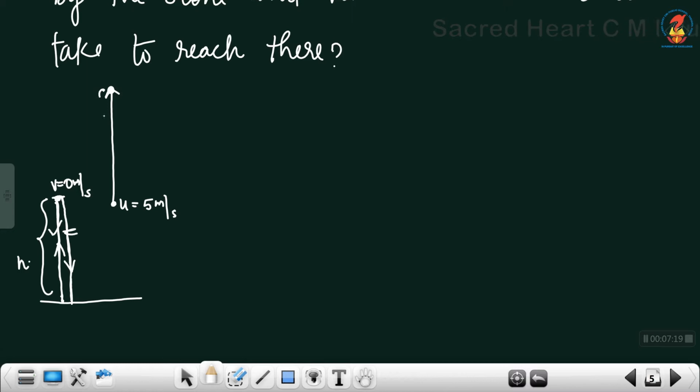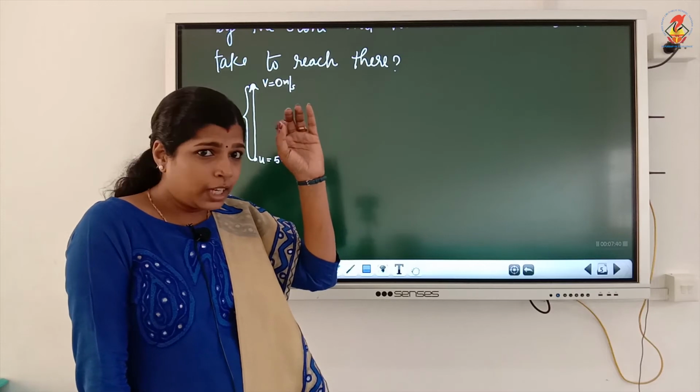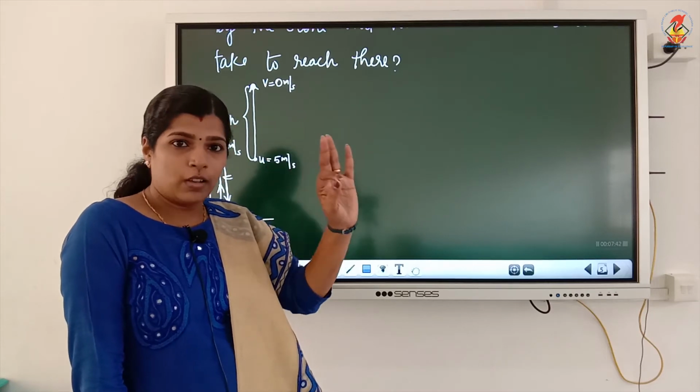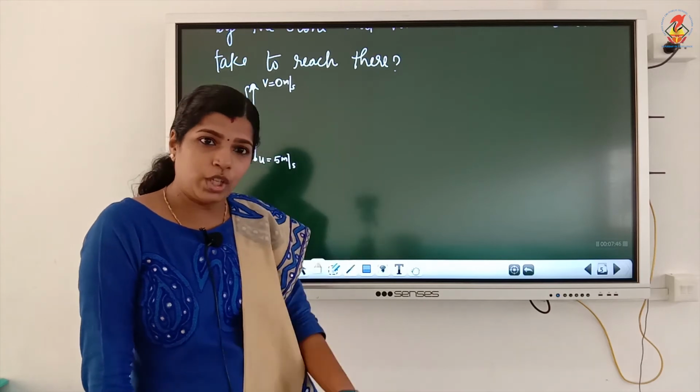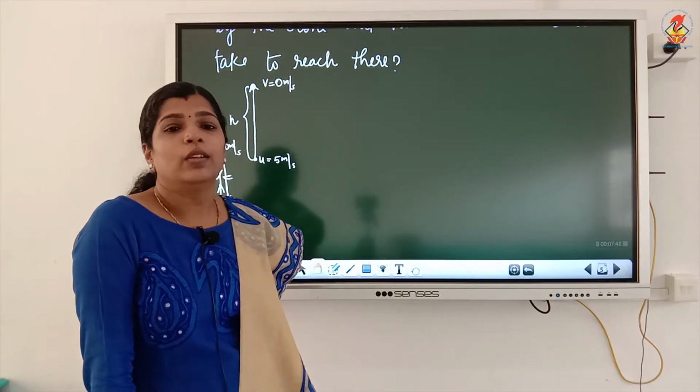This is the maximum height h. So, at this point, the final velocity is 0 meter per second. When you throw an object, it will reach a maximum height. At that point, its velocity will be 0 for a moment, and it will change direction and move in the downward direction.